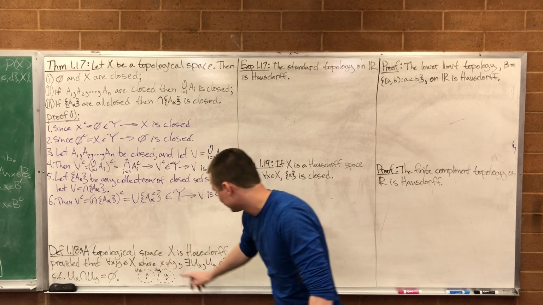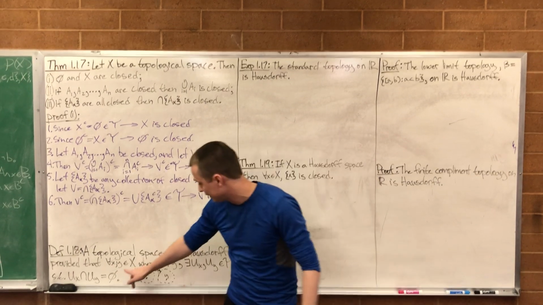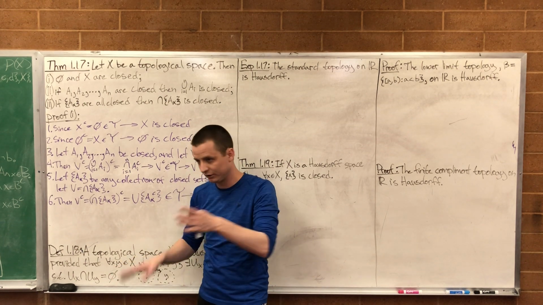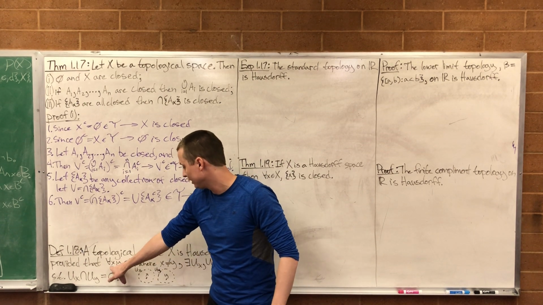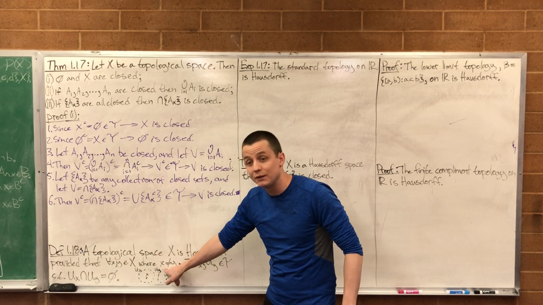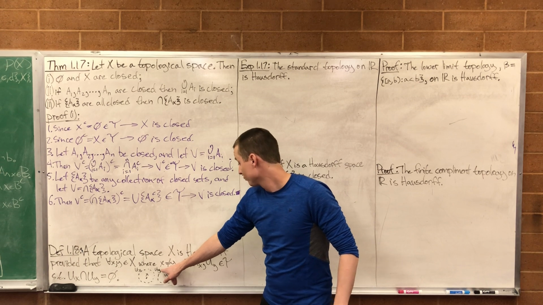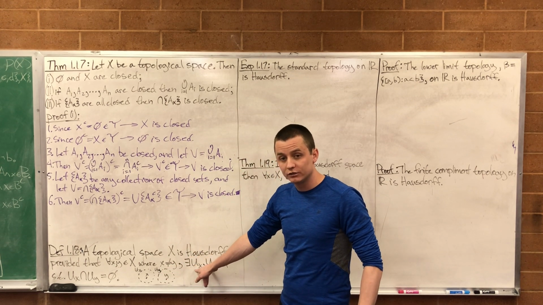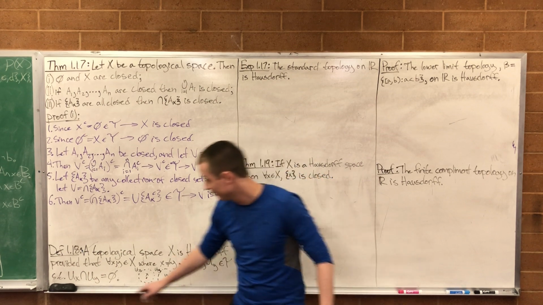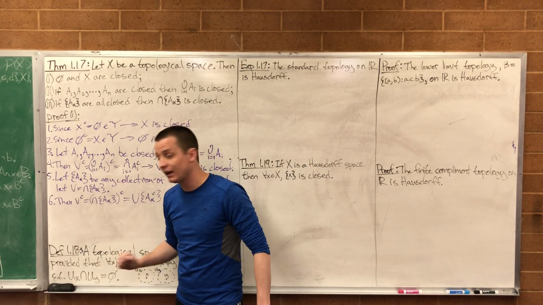Okay, a topological space X is Hausdorff provided that for any 2 points, I'm calling them points, we're not in R2, I'm just saying any 2 elements in X, for any 2 elements in X that are not the same element, there exist neighborhoods, or open sets containing them, neighborhoods of those points, such that their intersection is empty.